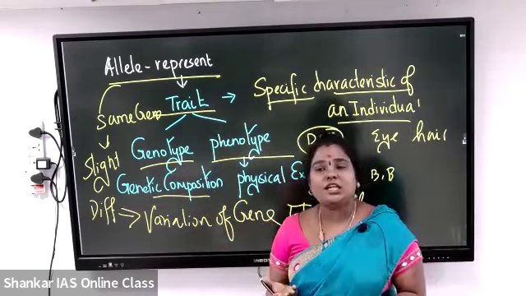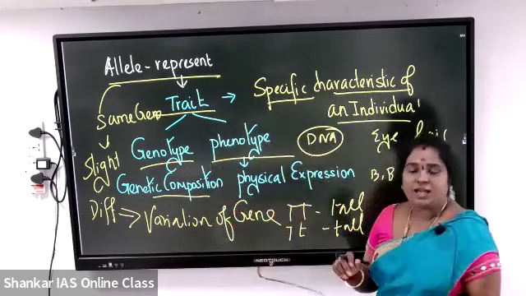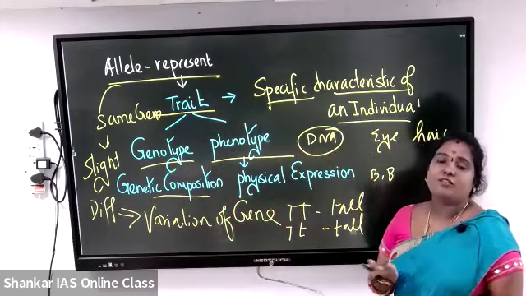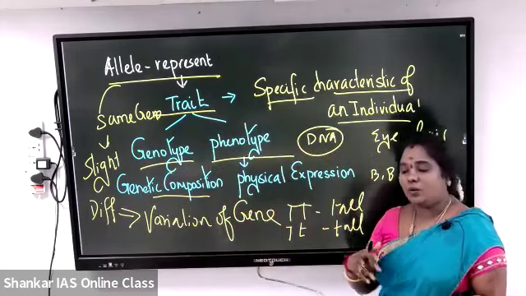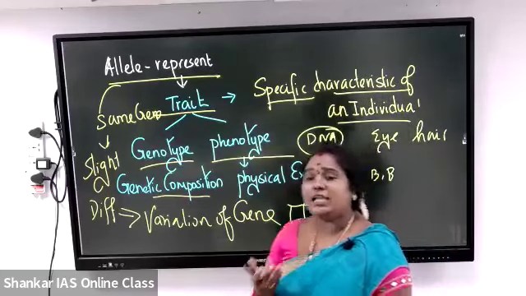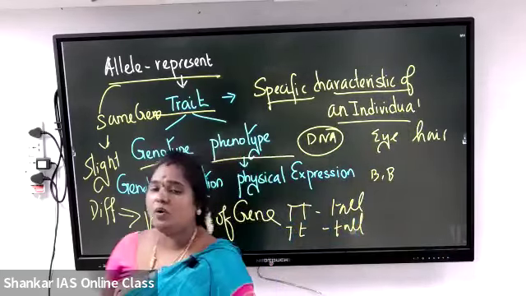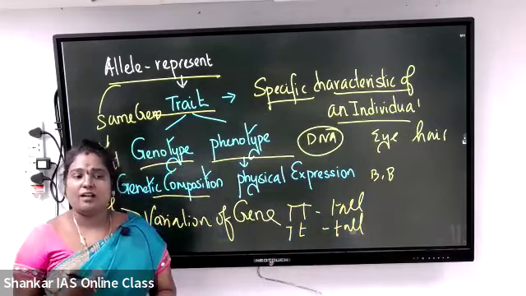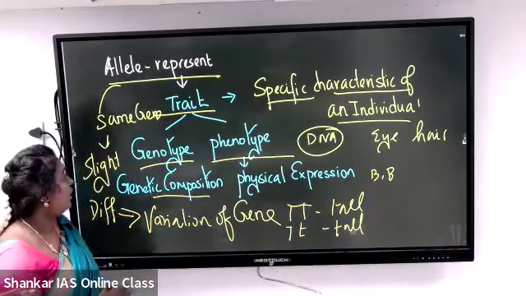So what is the genetic composition? We call it the genotype. The physical expression, we call it the phenotype. So this is about how the chromosome is present, how the alleles work, and how the DNA encodes the information for a particular physiological function. So now we'll go into a better way.